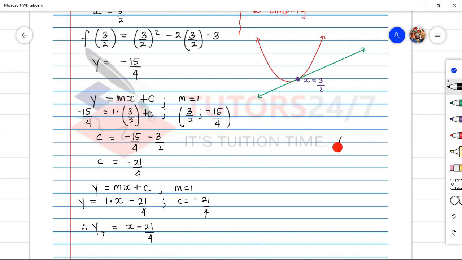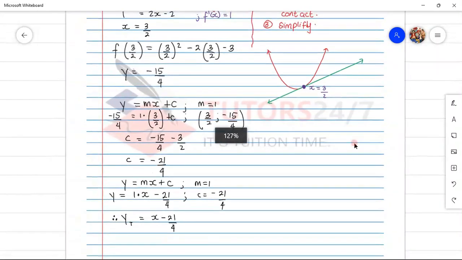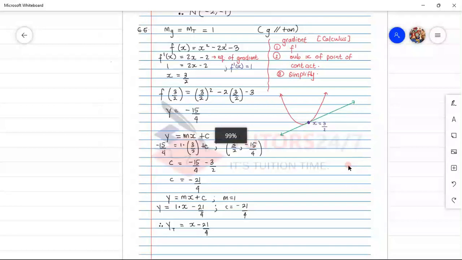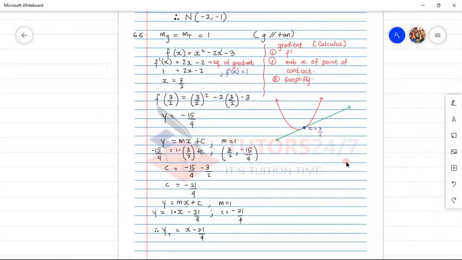So just a quick recap of what we did. Our goal was to calculate the equation of our tangent. Now, because it was given that our tangent is parallel to the function of g, we knew that the gradient of our tangent is equal to the gradient of our function g. So that allowed us to find the gradient of our tangent as 1.